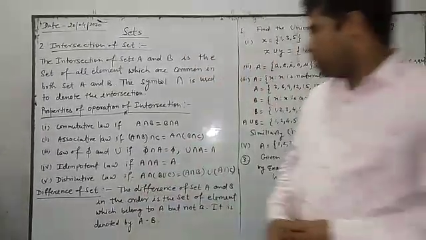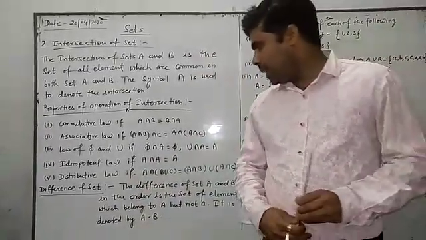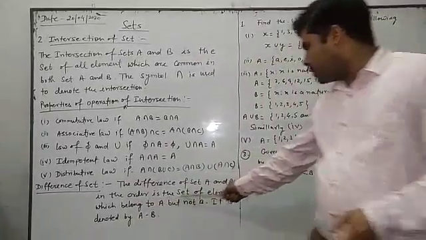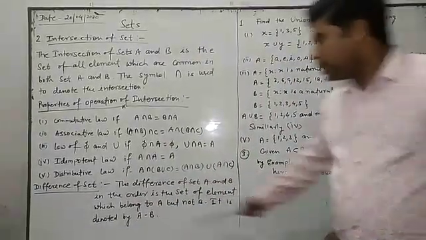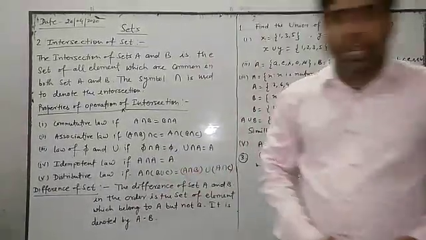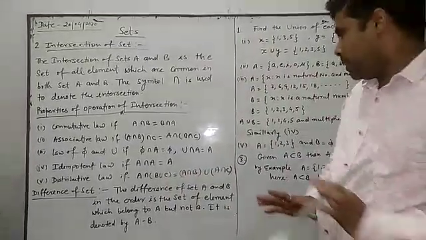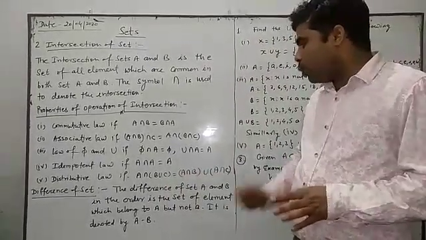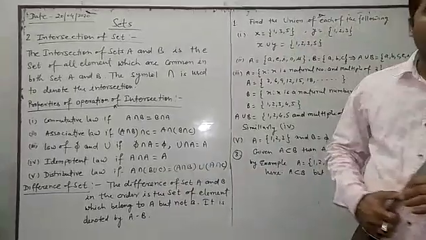Difference of sets: the difference of sets A and B, in that order, is the set of elements which belong to A but not to B. It is denoted by A minus B.